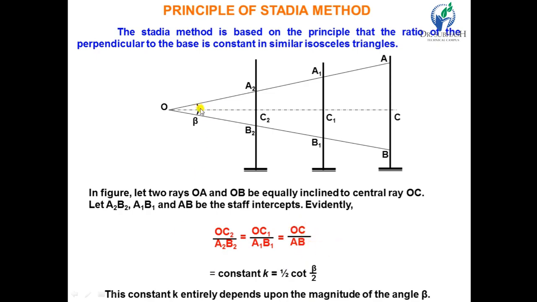That value is given from the angular measurement, and we are applying the sine rule. As per the sine rule, we get 1/2 cot beta by 2, because that is the right angle triangle formula. This constant depends entirely upon the magnitude of angle beta. If the magnitude of angle beta is increased, then our reading is also increased.